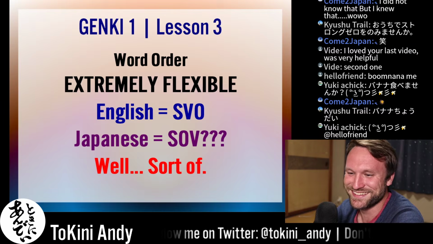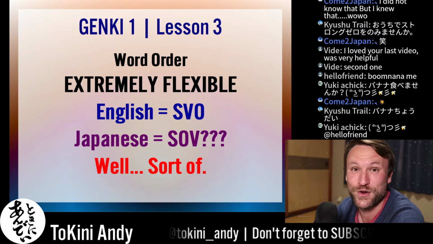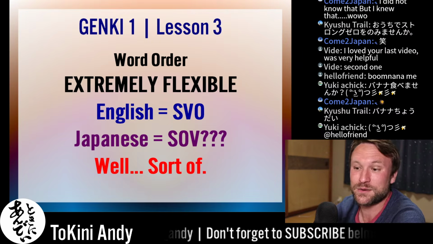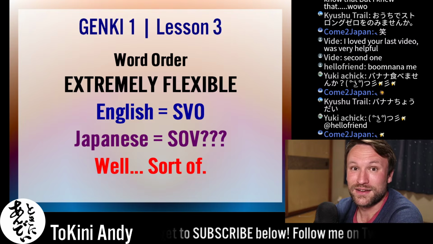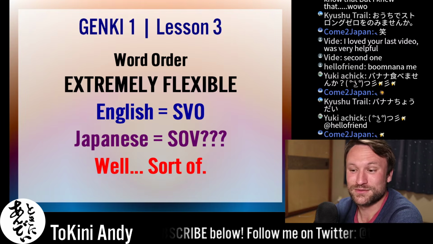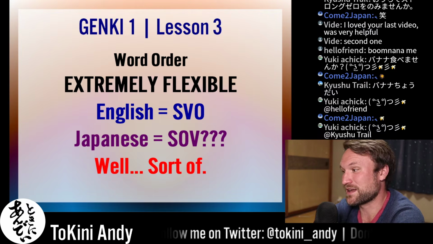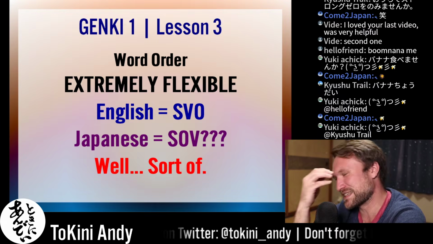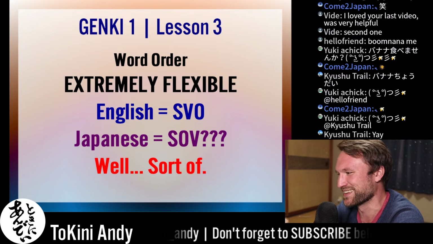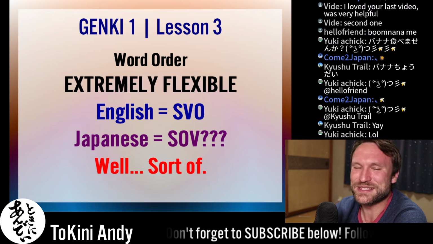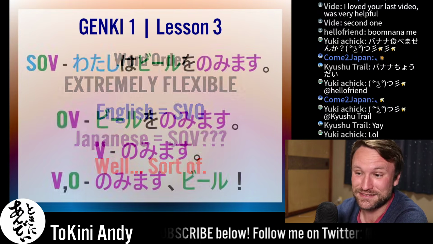I'm so sorry. Anyway, in Japanese, you always hear when you're first learning it that Japanese is SOV, subject, object, verb, right? So that would be the subject, watashi wa, the object, banana, and then the verb, taberu. So, watashi wa banana o taberu. Subject, object, verb. But the fact is that it's only kind of true. Officially, the grammar is subject, object, verb.